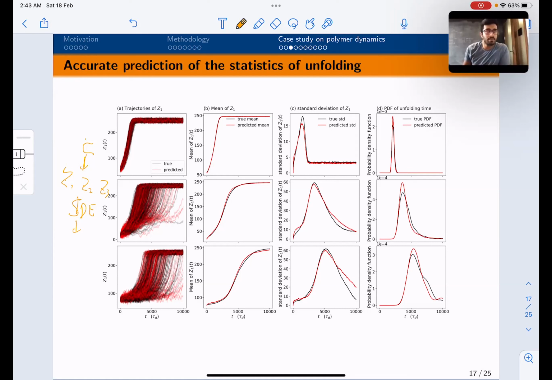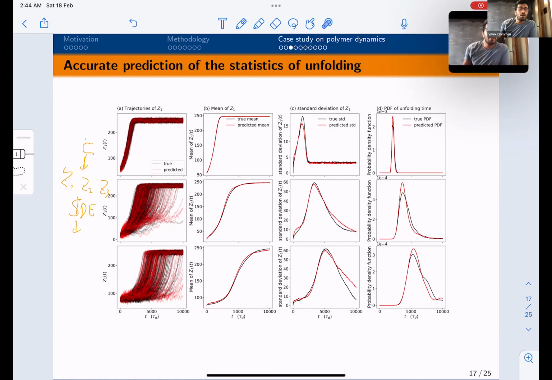Because we only care about the Z1, we plot the Z1 trajectory here. And because of the stochasticity, the black one means the high dimension. We have a lot of high dimension trajectories, and we can compute the extension. This is the black one. And the red one, we use the low dimension dynamics to predict.